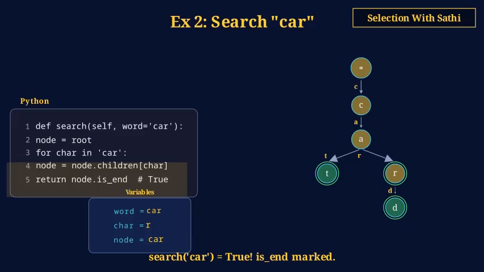Move to R, line 7, check our dot is end. It is true because we inserted car. Return true. Word found. Now what if we searched for CA?